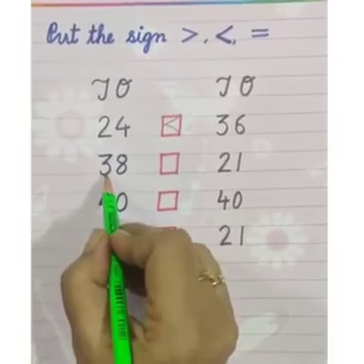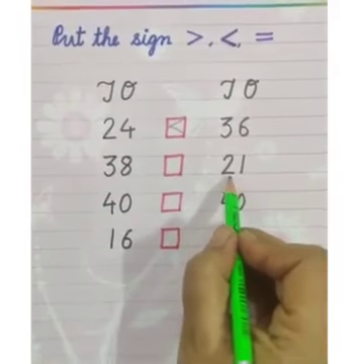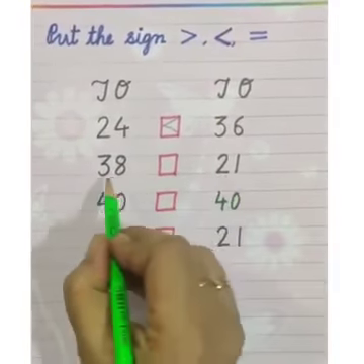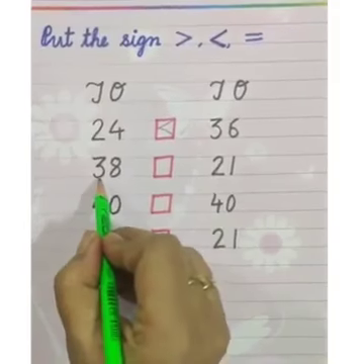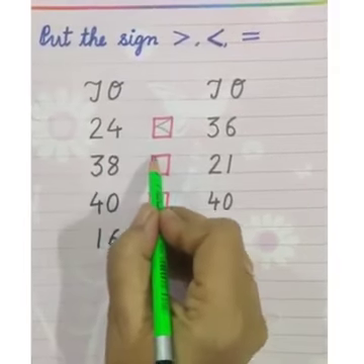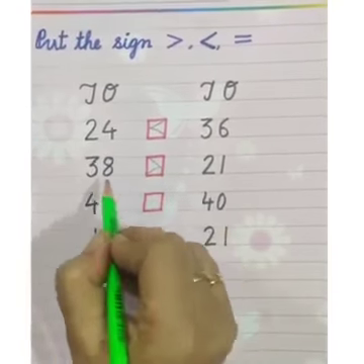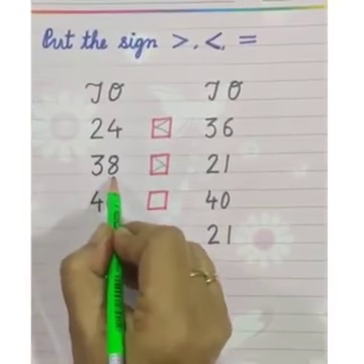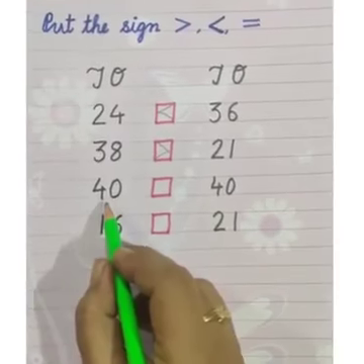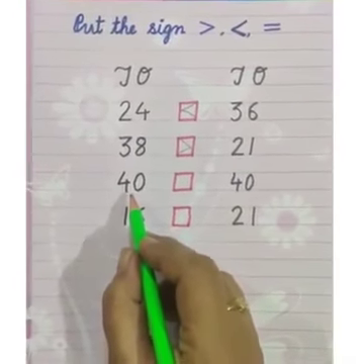Here 3 is at tens place and here 2 is at tens place. So which is greater? 3 is greater. So alligator eat 38 number means 38 is greater number.